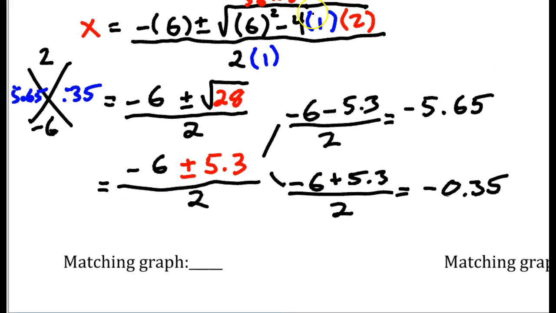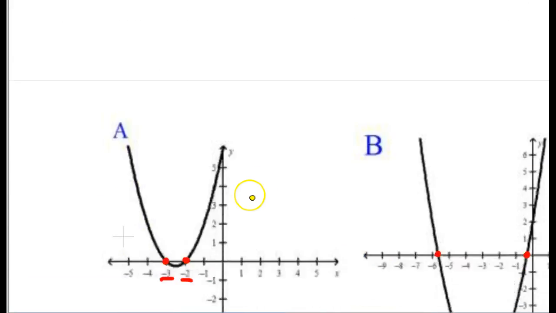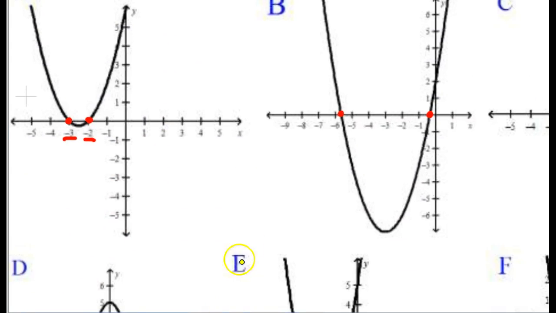Okay, so what graph does this match up with? Which one is that? B. All right, and that's the one we looked at earlier. Yep, there's the negative 5.65. There's the negative 0.35.